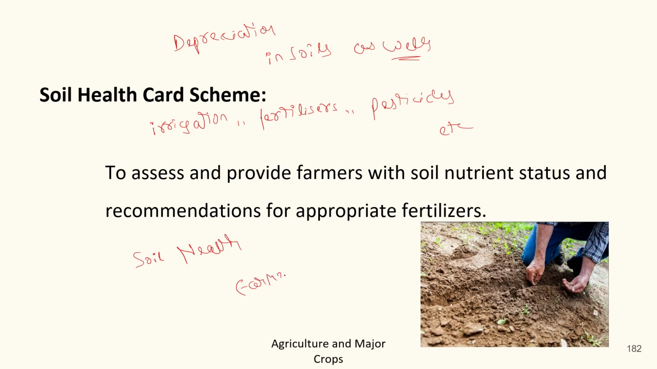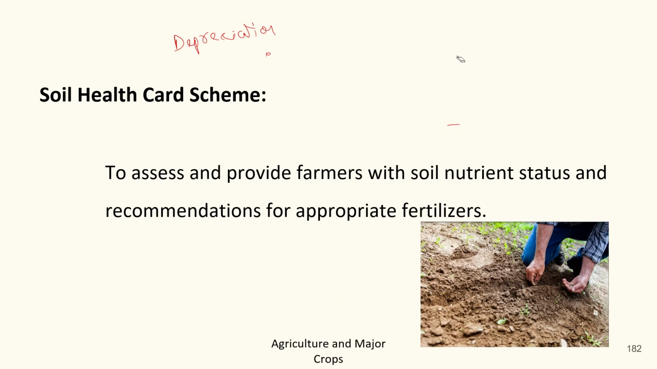and farmer production would go down. So to educate the farmer about the condition of the soil on which he is cultivating, the soil health card scheme was launched in two phases. The first phase was from 2015 to 2017 and the second phase from 2017 to 2019.